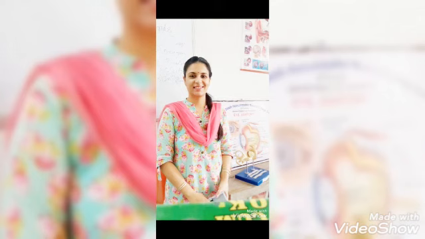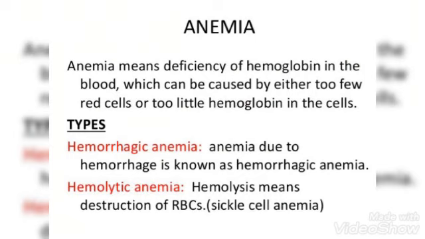Today's topic of discussion is sickle cell anemia or sickle cell disease. It is a hereditary hemolytic disorder which results in anemia. Now what is anemia? Anemia means deficiency of hemoglobin in the blood, which can be caused either by too few red cells or too little hemoglobin in the cells.